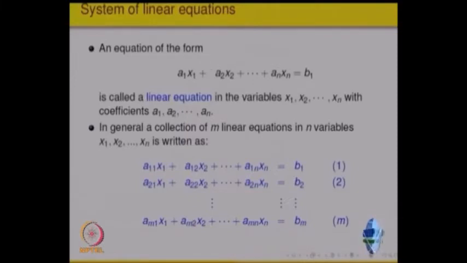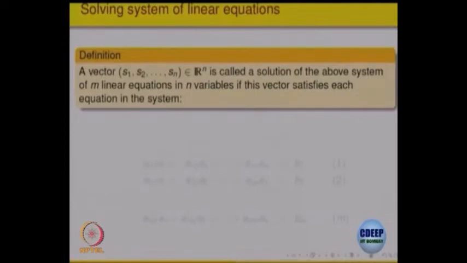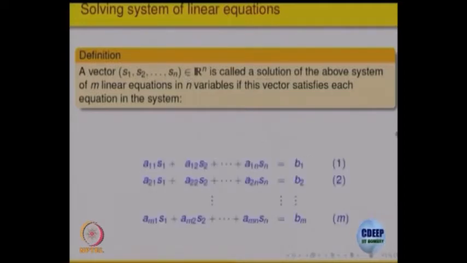So, this is a system of m equations in n variables, and we call a vector (s1, s2, ..., sn) in Rn a solution of the system if it satisfies all the equations, namely if we replace x1 by s1, x2 by s2 and xn by sn in all the equations, then the left hand side is equal to the right hand side. Such a vector (s1, s2, ..., sn) is called a solution of the system.